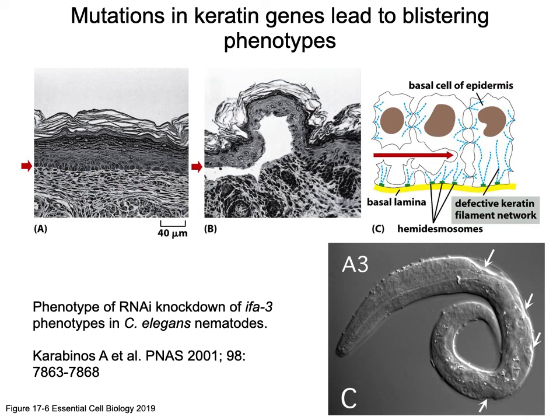Okay. And then lastly, in that lower panel, it just shows you a C. elegans, which has a mutation to its keratin gene, and where there's the arrows, there's separation between the membrane and the cuticle, which is the outer layer of the C. elegans worm, which is a nematode. It's a roundworm.